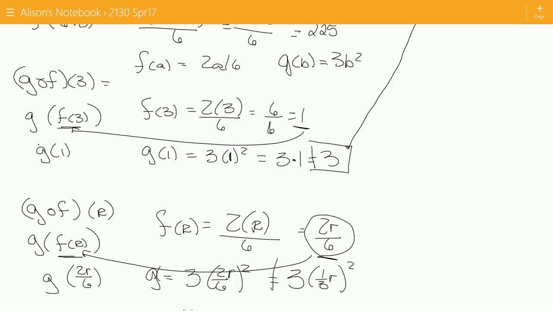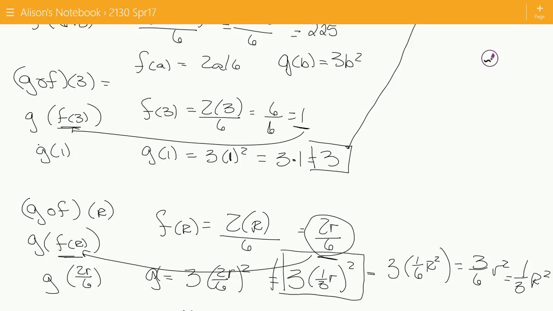I could leave it in terms of the r, or I could simplify it if I wanted to. This would become 3 times 1/6 r squared, which is going to be 3/6 r squared, which will give me 1/3 r squared. So I could either leave it in its original format, or I could simplify it down if I wanted to. This is the idea of a composite function, that I can take two or more functions and I can combine them together.